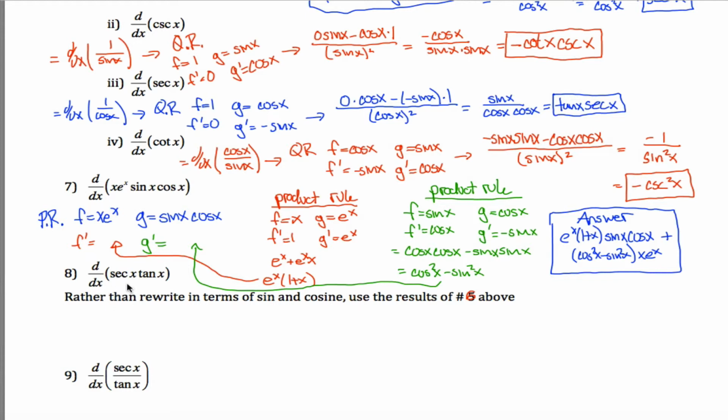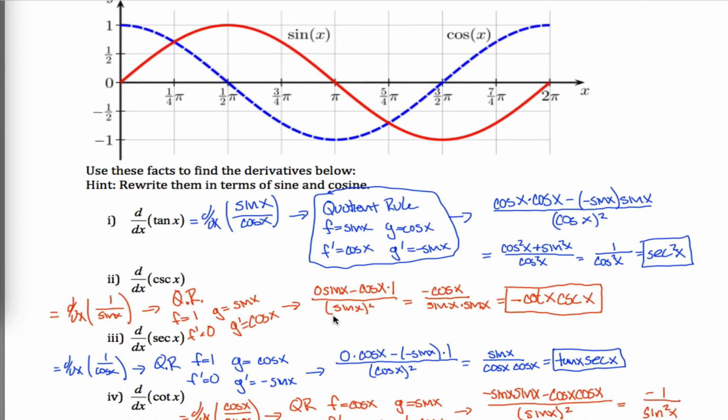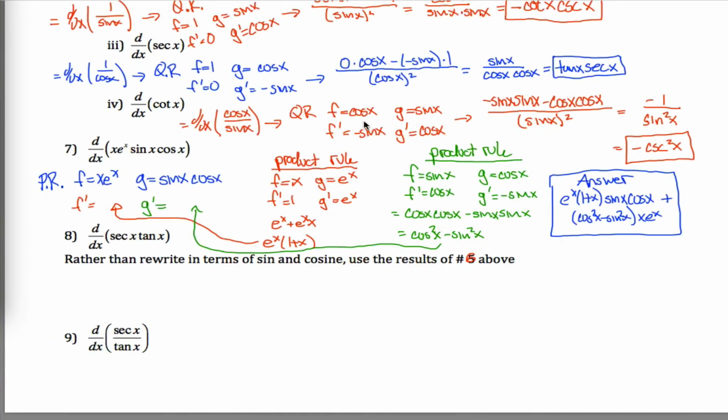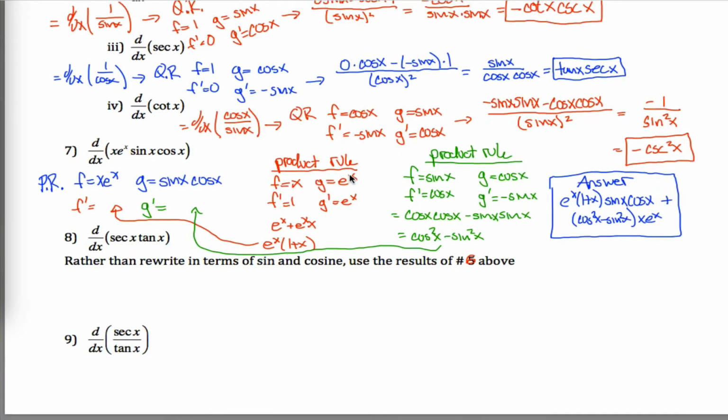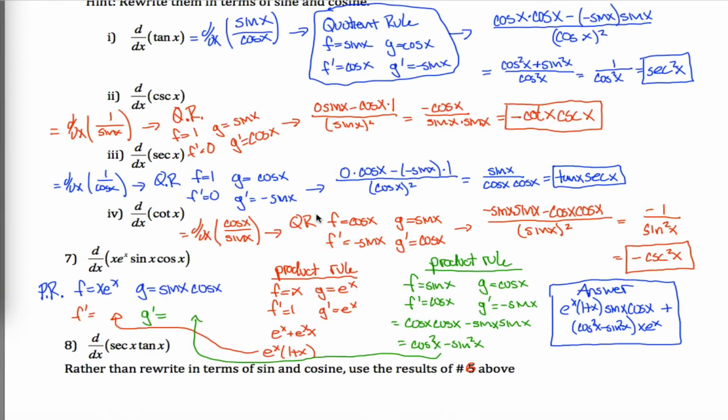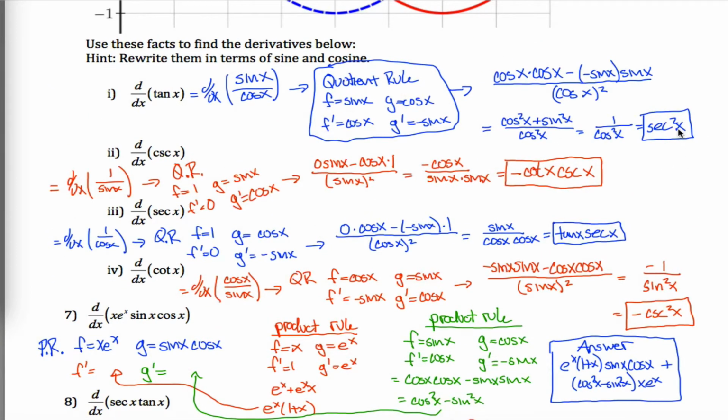Number 8 says, figure out the derivative of secant times tangent, a deceptively challenging problem. You could do this a few ways. You could rewrite secant as 1 over cosine, and tangent as sine over cosine. But what I said is, rather than do that, use the results of this problem. So up here, you figured out the derivative of secant and the derivative of tangent. The derivative of secant, you, or me, I guess, figured out was tangent times secant. And the derivative of tangent was secant squared.